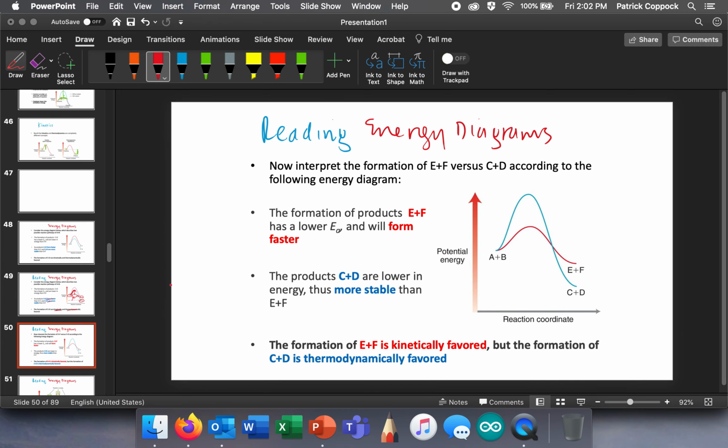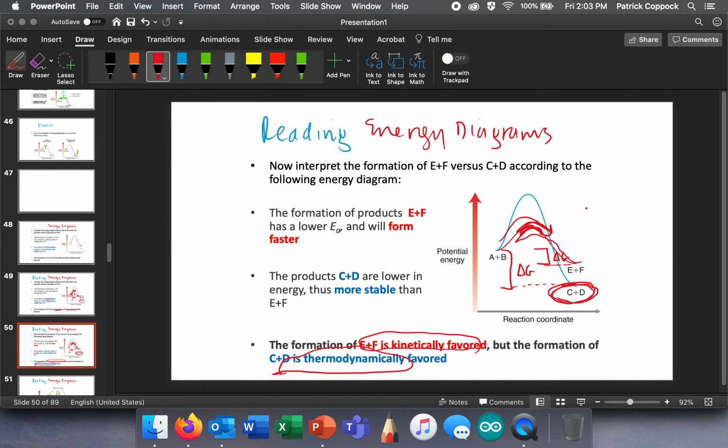But let's consider another scenario, in which the fall to C and D is further, so delta G is bigger. Can you see what I'm doing here? It looks like thermodynamically C and D are favored. But kinetically, look at the red curve, it now has a lower hump here. So it looks like this is going to be faster. The faster reaction is going to be E and F, but the more stable products are going to be C and D.